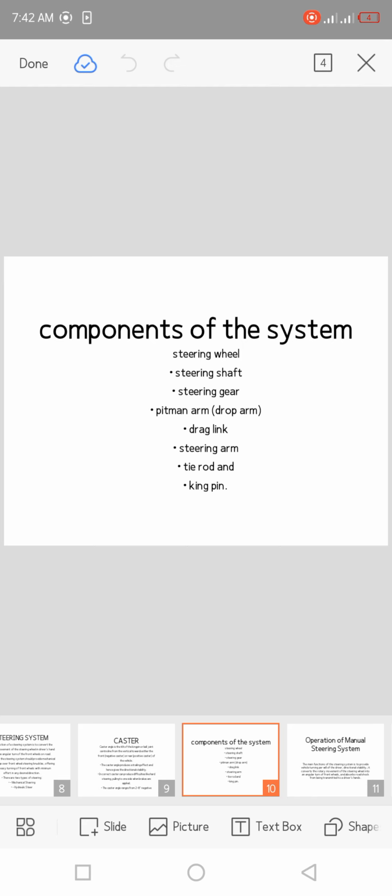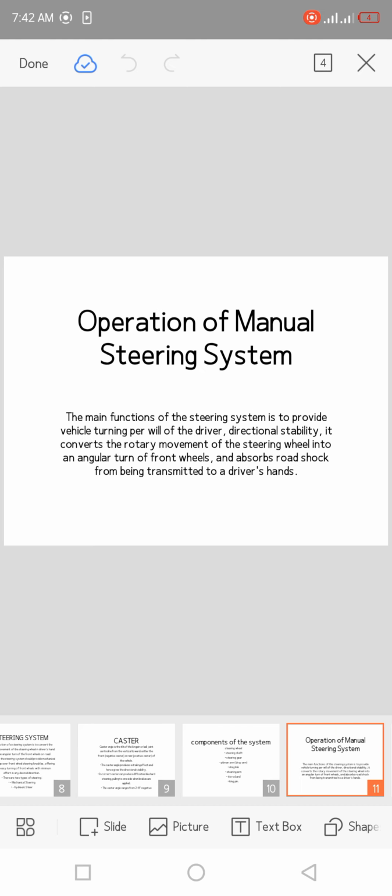Okay, some of the components of the steering system are the steering wheel, which the driver operates to turn the vehicle, the steering shaft, that is the column, and the steering gear, the gearbox. We have several types of gearbox. We shall learn the pitman arm or the drop arm, the drag link, the steering arm, tie rod, the kingpin. Those are some of the parts of the steering.